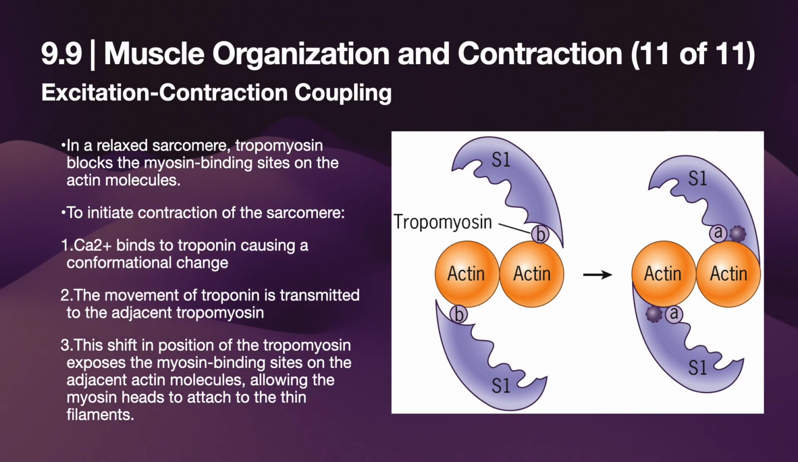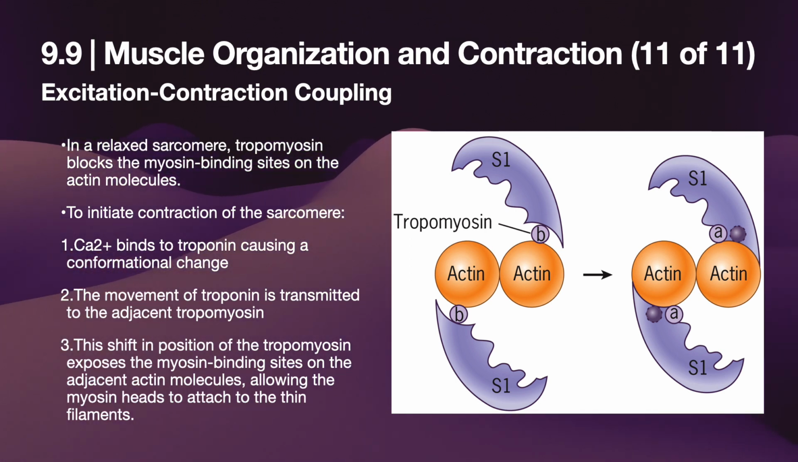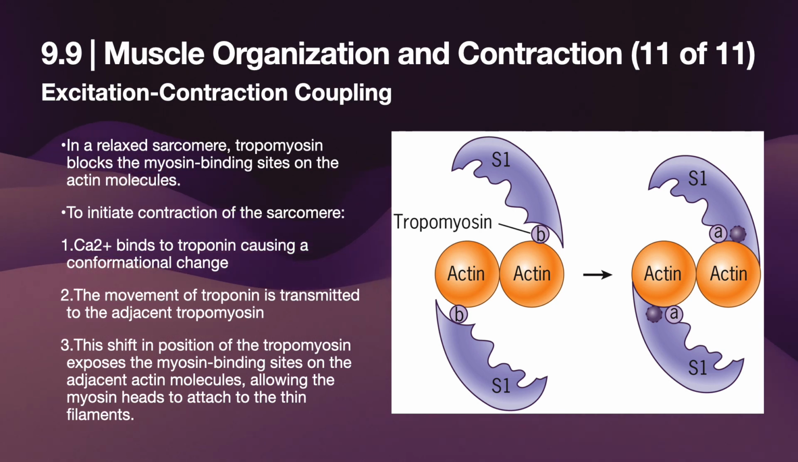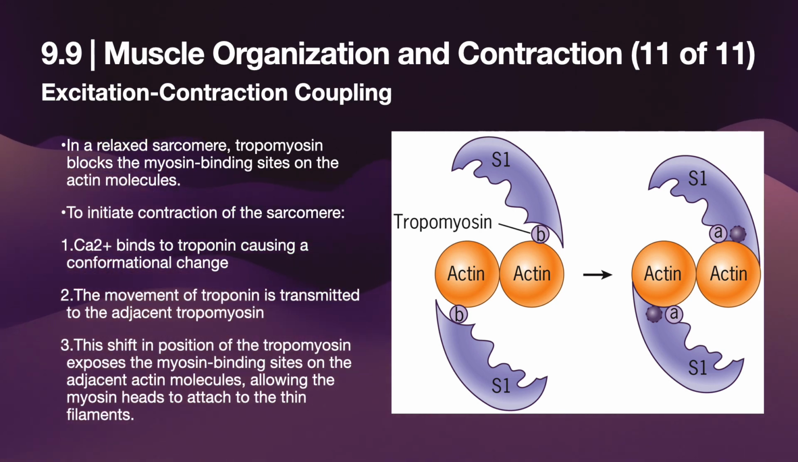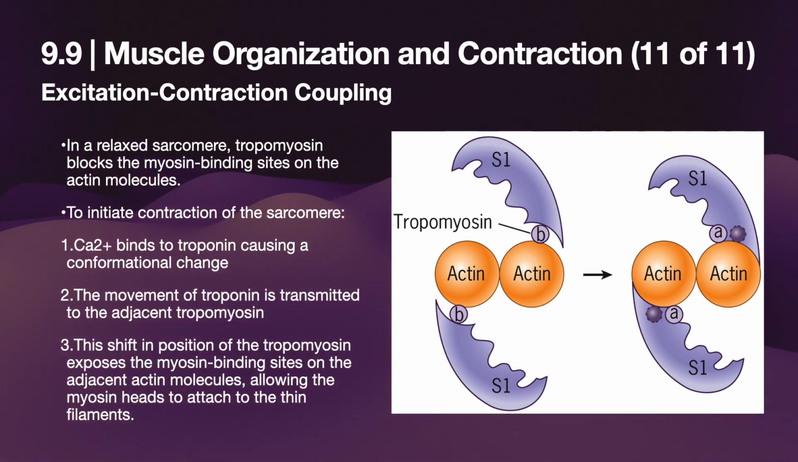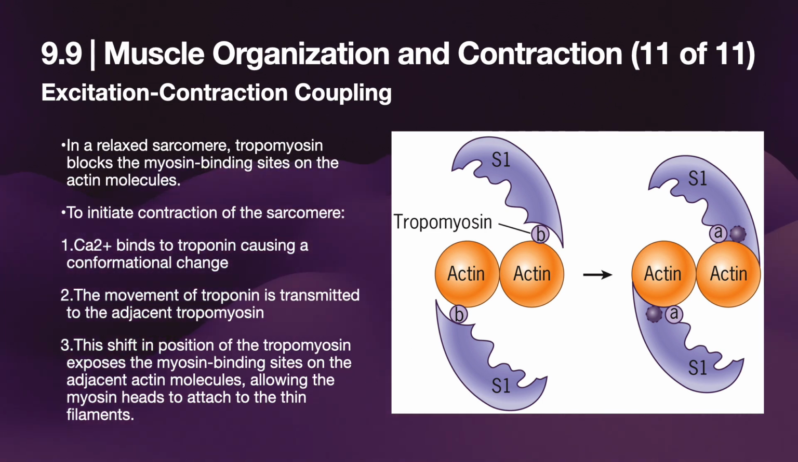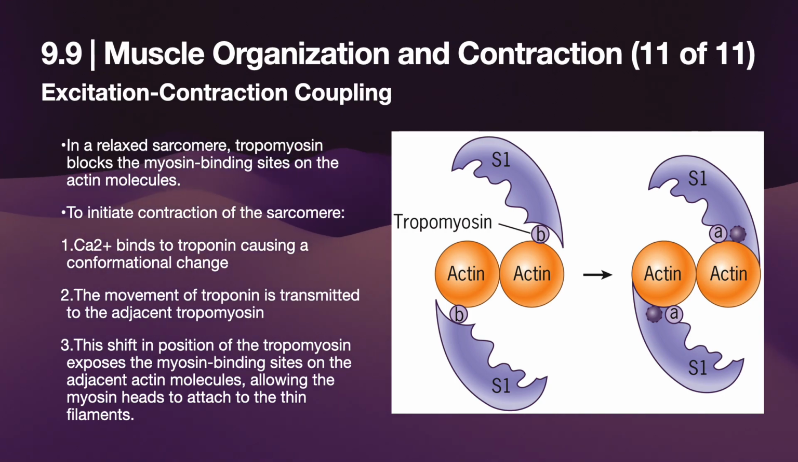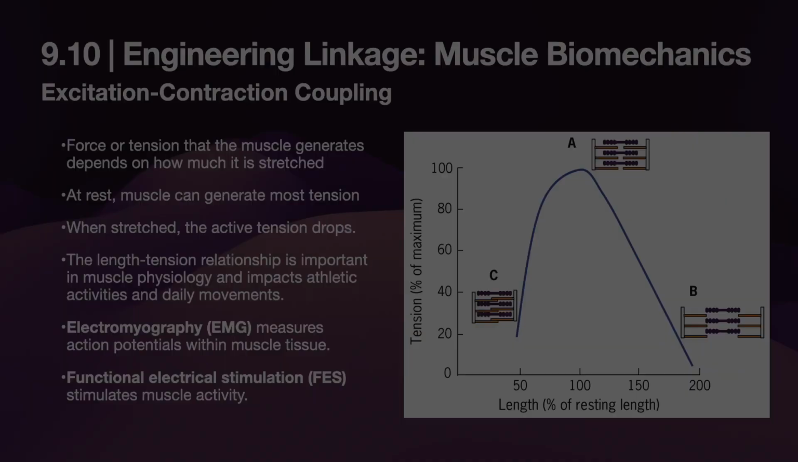In a relaxed sarcomere, tropomyosin blocks the myosin binding sites on the actin molecules. To initiate the contraction of the sarcomere, calcium binds to troponin, causing a conformational change. The movement of troponin is transmitted to the adjacent tropomyosin. This shift in position of the tropomyosin exposes the myosin binding sites on the adjacent actin molecules, allowing the myosin heads to attach to the thin filaments.